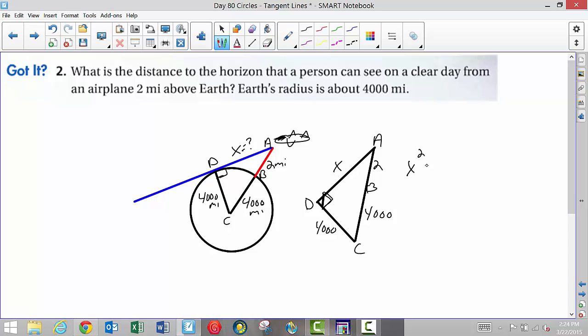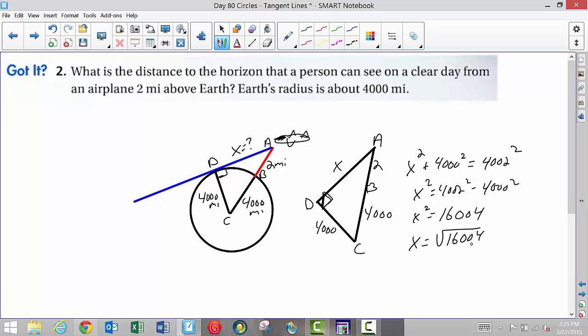So Pythagorean theorem, I now have x squared plus 4,000 squared equals 4,002 squared. So x squared equals 4,002 squared minus 4,000 squared, which is not 2 squared. Order of operations, do exponents first. So I have 4,002 squared minus 4,000 squared. I get 16,004. So x is the square root of 16,004, which is about 126.506 miles. So using tangents and Pythagorean theorem.